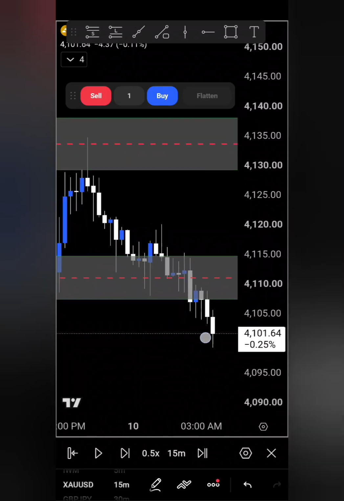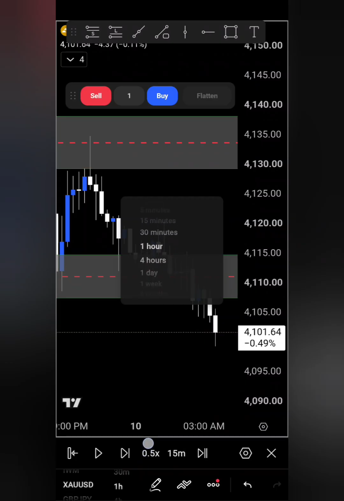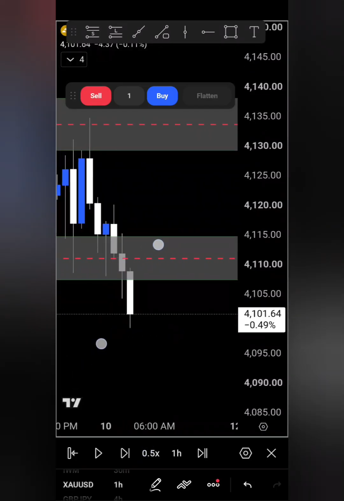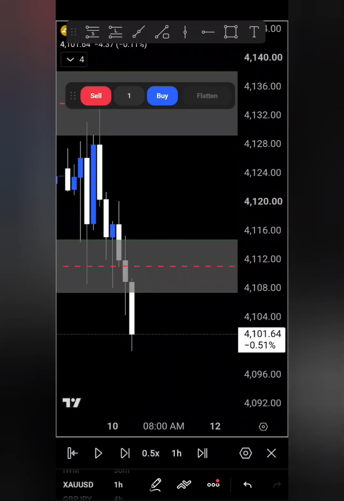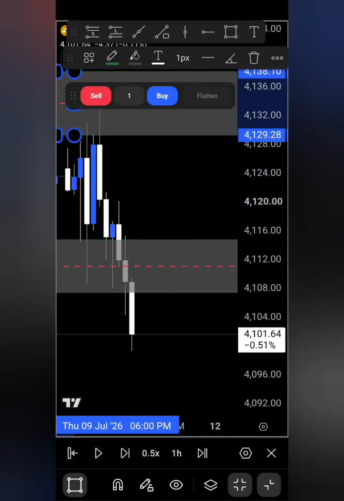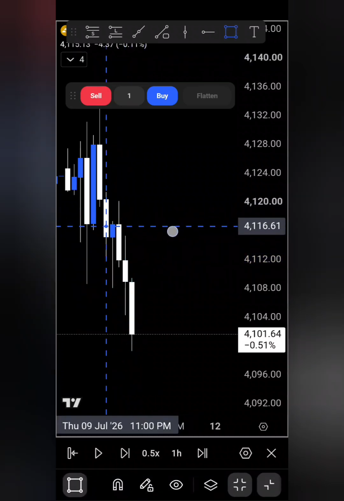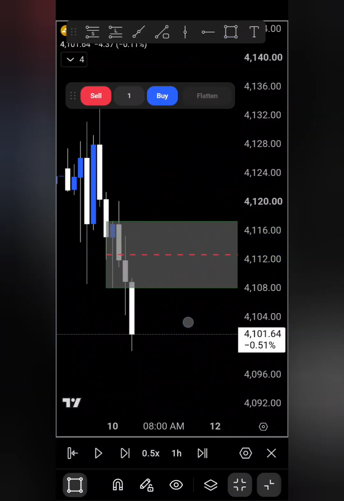Boom. That one's breaking below. So now we're going to use that as a new supply. Or we find a new one. So we're going to see. I'm going to iron that one right there.